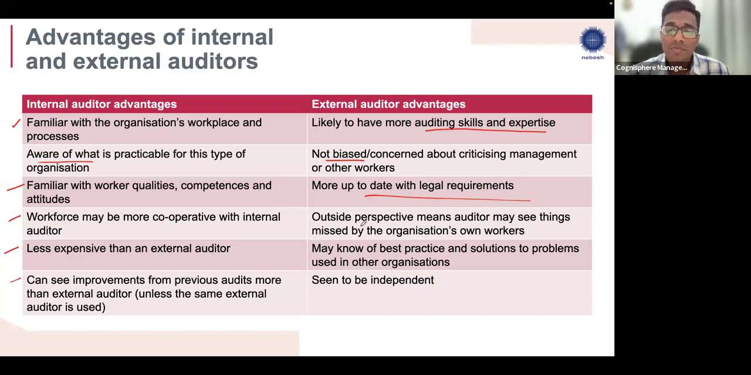Okay. Outside perspective means auditor may see things missed by the organization's own workers. So you're bringing a fresh pair of eyes. Okay. So any attention to details missed by the internal auditor will be captured by the external auditor. So any findings that are missed will be identified, because they have a fresh pair of eyes. May know of best practice and solutions to problems used in other organizations. So they will try to tell the good practice, or the practice that has already been successful in another organization, which can be a solution.